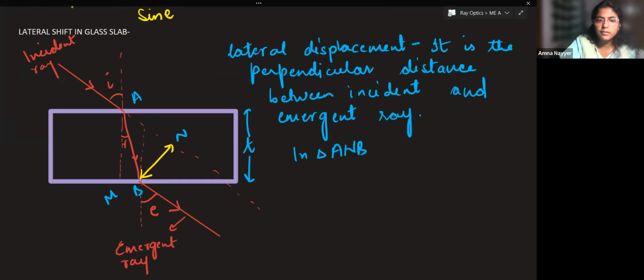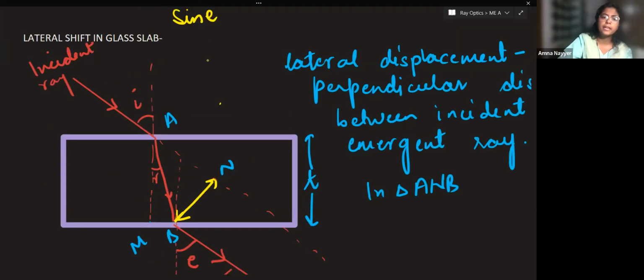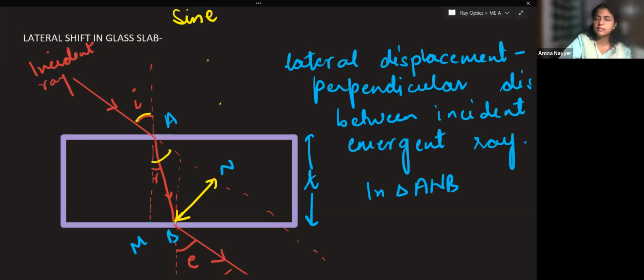So I'll just drop a perpendicular here, that is BN. So this forms a triangle ANB. Now firstly look at this triangle. This is angle of incidence i. Can anyone tell me what is this complete angle there? If this is angle of incidence, what is this angle?